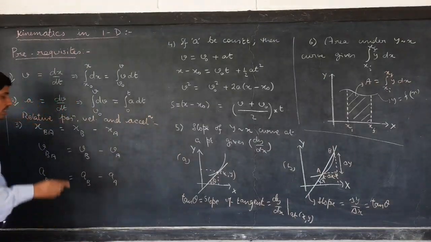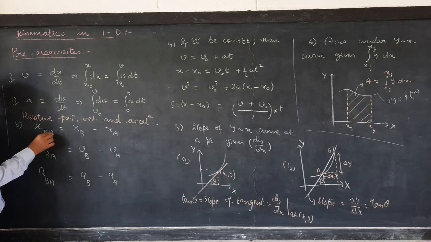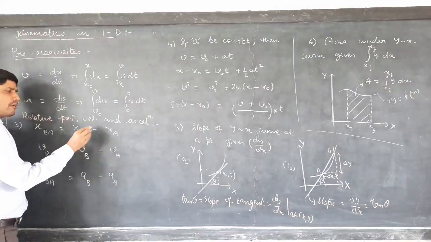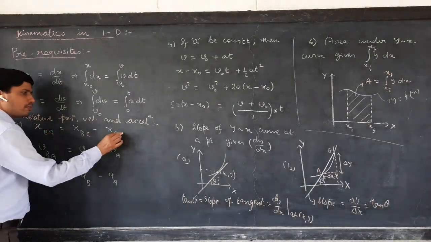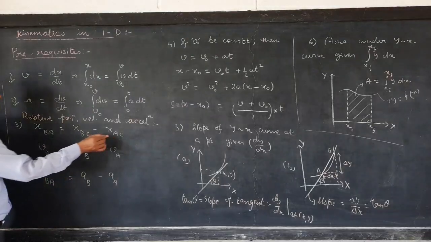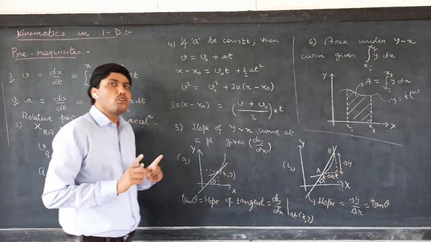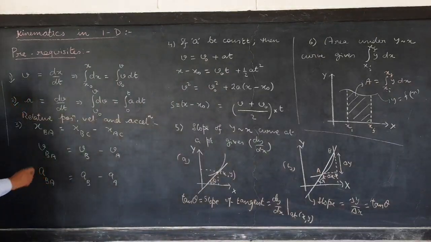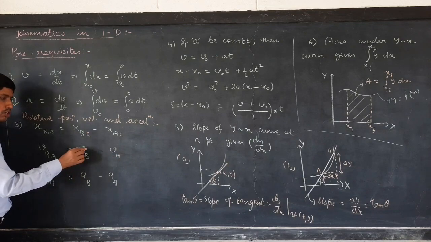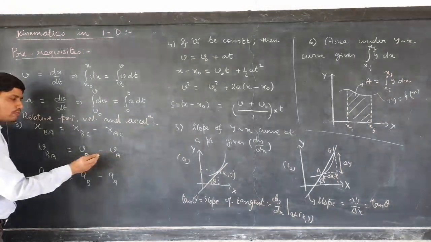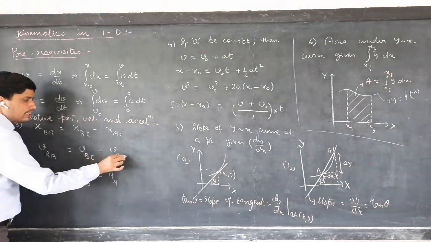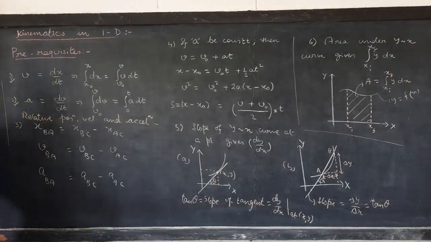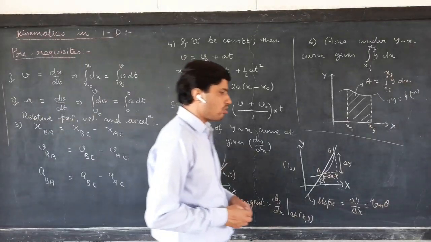That means what I intend to say, position of B with respect to some observer A will be equal to position of B with respect to some other observer, say C, minus position of A with respect to the same observer C. Usually this C is not written, but it is understood C must be common in both the terms. Likewise, velocity of B with respect to A should be Vb minus Va, where velocity of B and A are being measured by some common observer C. Likewise, here we have C. C is some observation agency or observing agent.